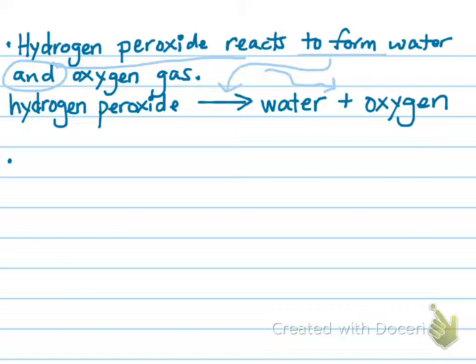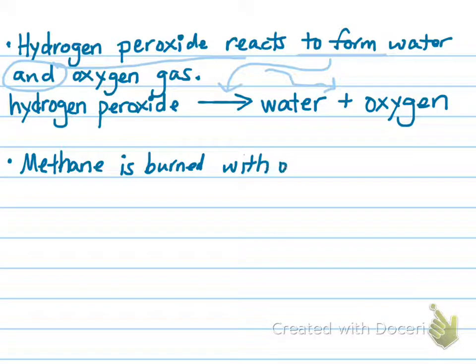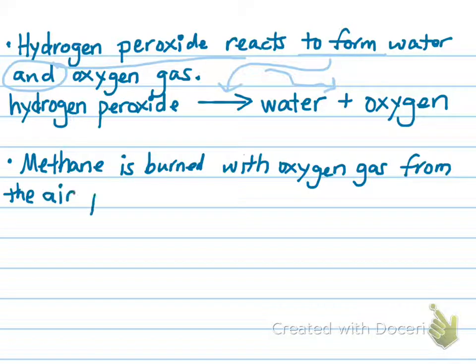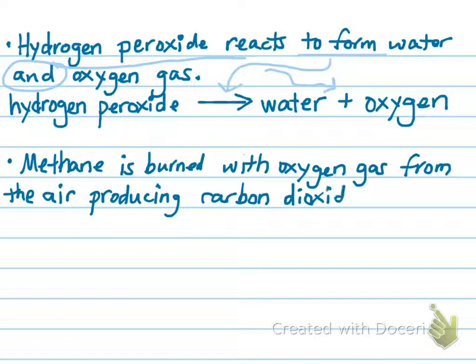So our next one is: methane is burned with oxygen gas from the air, producing carbon dioxide and water.